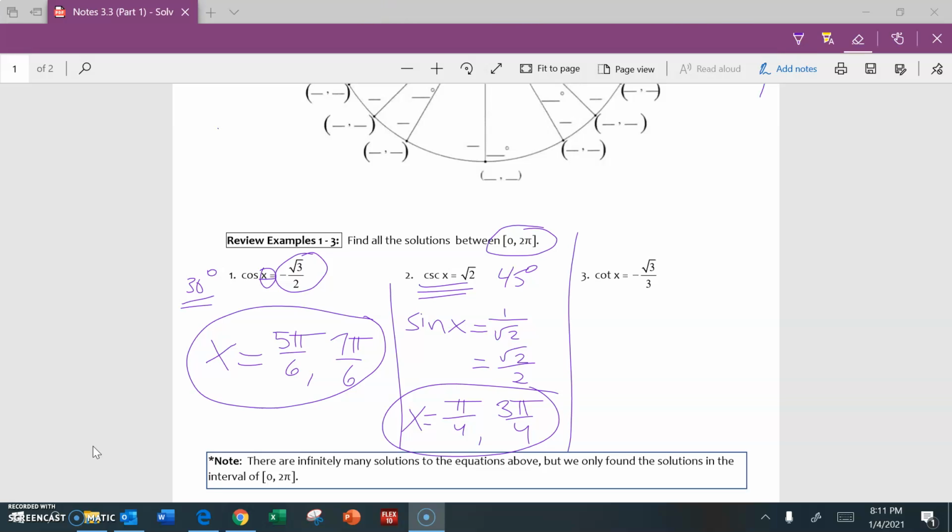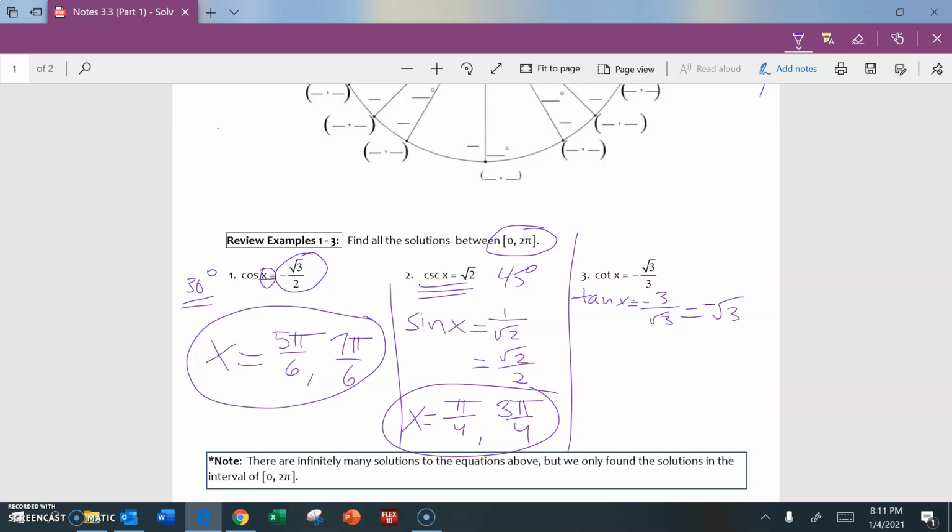And finally, for example 3, as soon as I see that cotangent, I'm thinking that the tangent of x is going to be the reciprocal, so that would be negative 3 over radical 3. And when you simplify and rationalize that denominator out of there, this would be negative radical 3. So once again, I'm thinking with that radical 3 involved, and we have tangent.